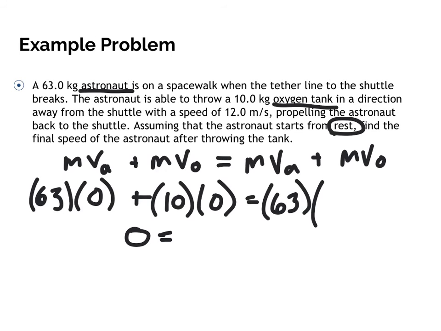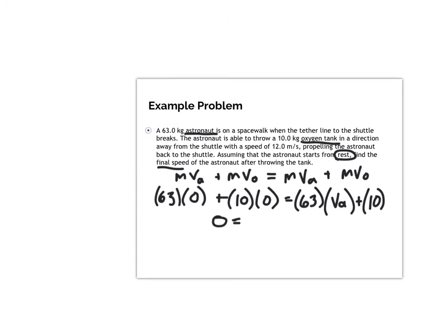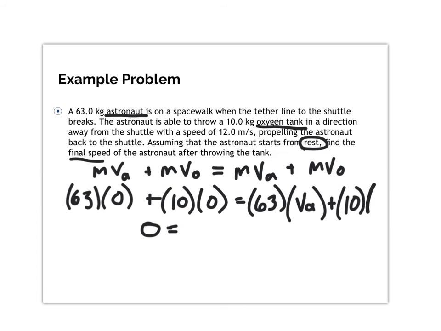The velocity of the astronaut, that is what we are looking for. We're finding the final speed of the astronaut. The mass of the oxygen tank, again, didn't change at all, so we have 10, and the velocity of the oxygen tank is 12 meters per second. It's moving away from the shuttle, so I'm going to say that's a negative 12 meters per second. That'll help figure out whether the actual velocity of the astronaut is a positive or negative number. So I have 63 times the velocity of the astronaut, which is what I'm finding, minus 120.